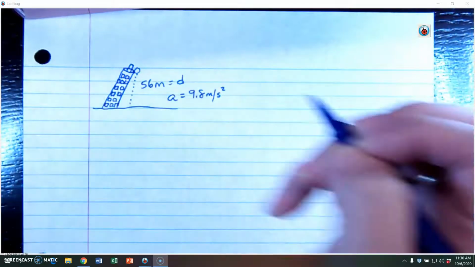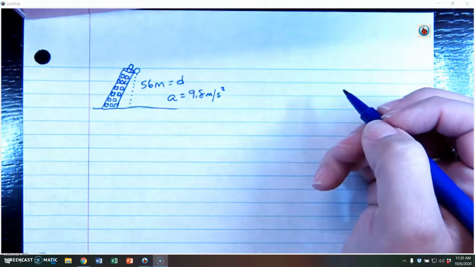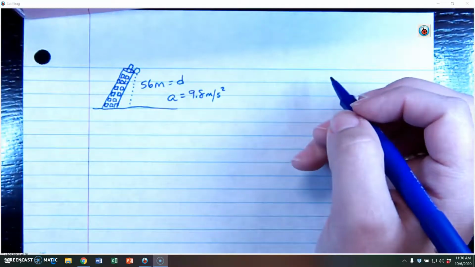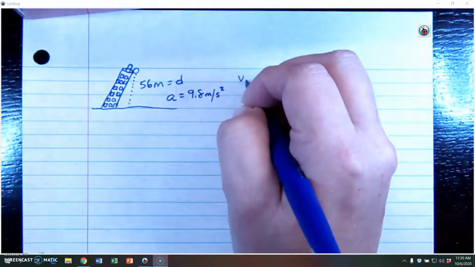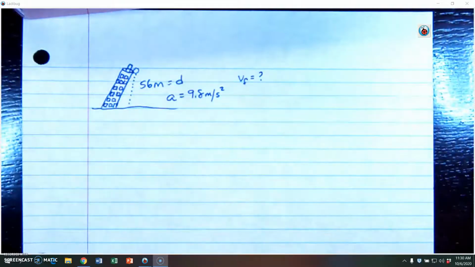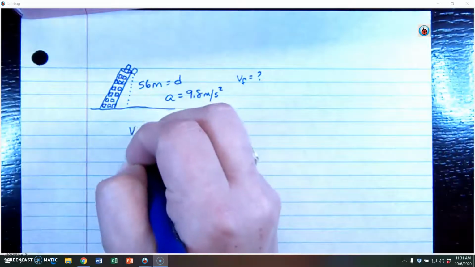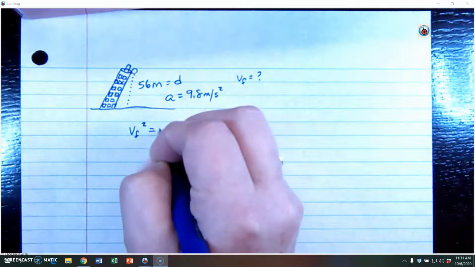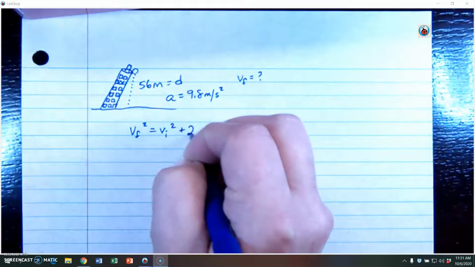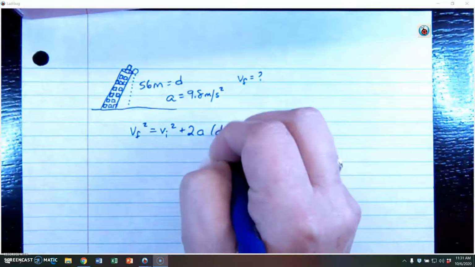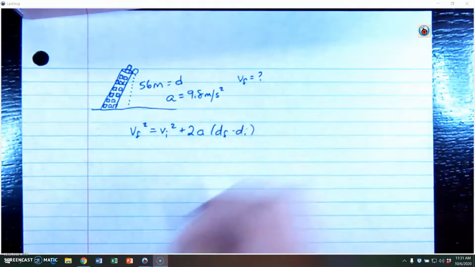Okay, now the question is, what was the velocity right before it hit the ground? How fast was it going right before it hit the ground? So what we want to know is the final velocity. So we have d, a, vf. We don't have any time here, so what formula do you think we're going to use? We're going to use vf squared equals vi squared plus 2a, and then that change in distance.